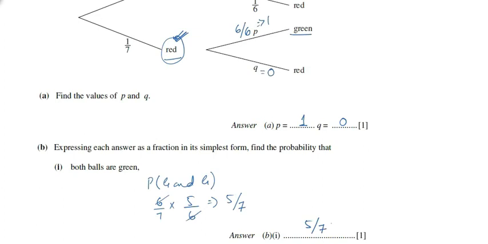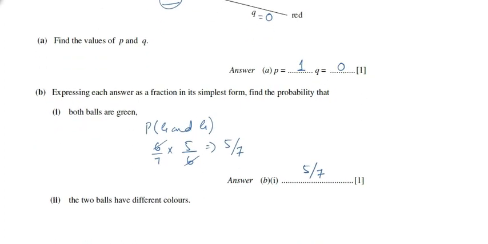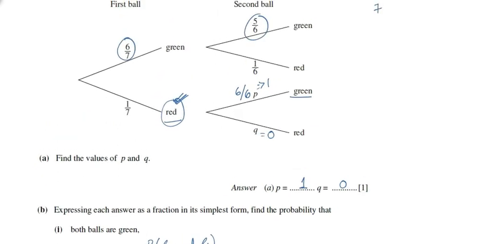Now we have another part of this question, and this is the last part, and here they are saying the two balls have different colors. So here we have two colors, red and green. So maybe the first ball is green and the second ball is red, or we have another condition, like maybe the first ball is red and the second ball is green. So in case of two different colors, we have only these two, green and red or red and green. Now the probability of green is 6 upon 7 and the probability of red is 1 upon 6.